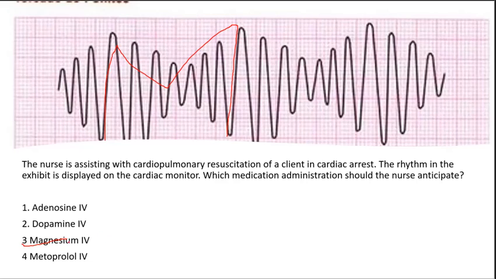So for this client, we need to give magnesium. So option 3 would be our correct answer. So again, once you see this kind of wave that's twisting on itself, you just want to remember hypomagnesemia, and we need to give magnesium.